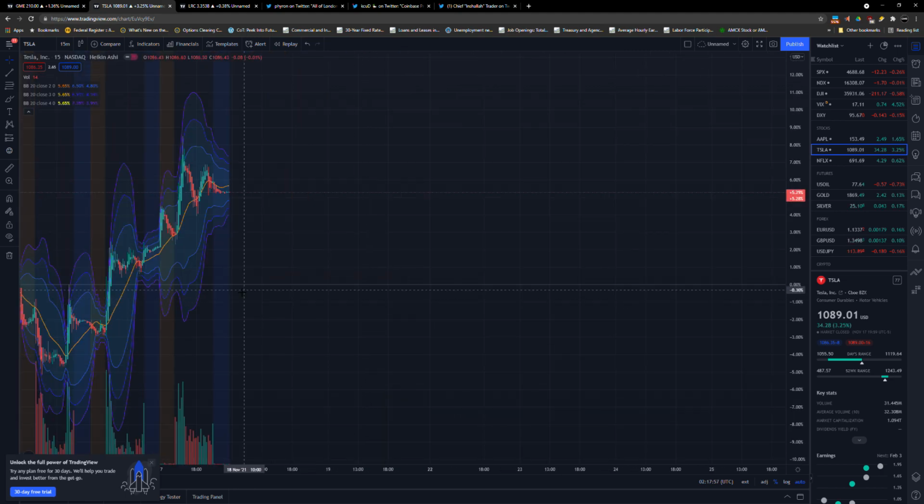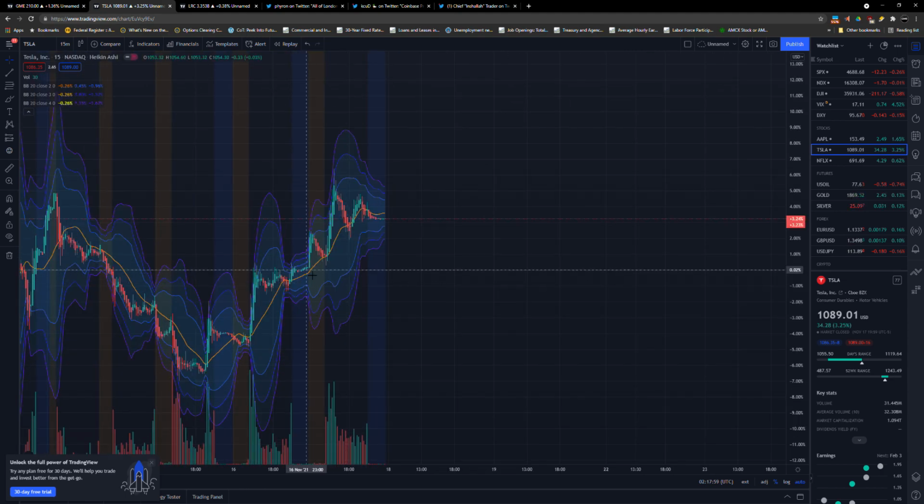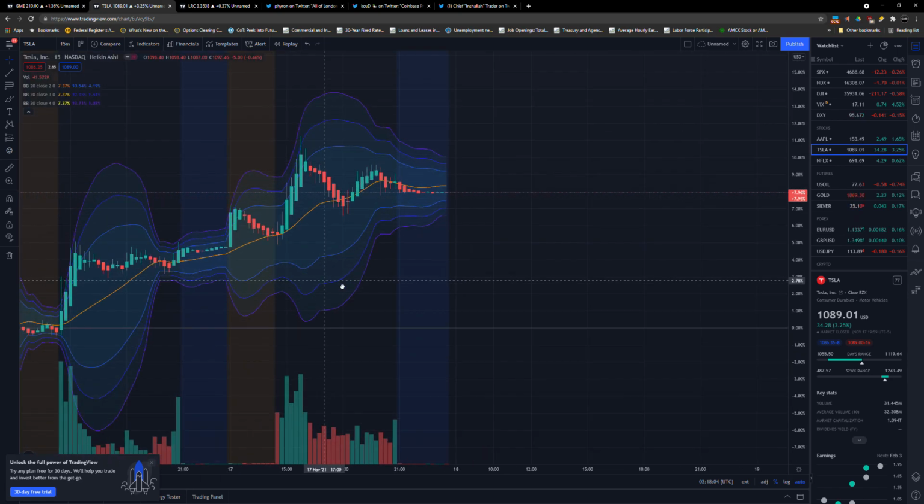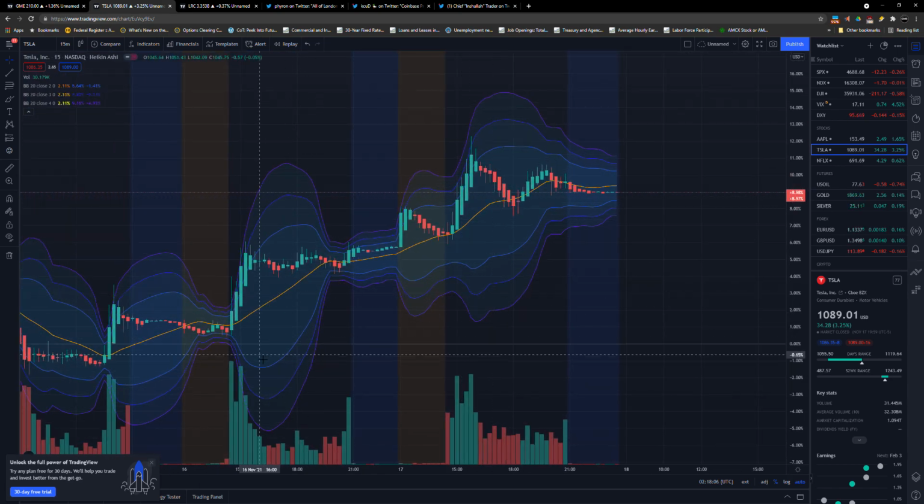Some of these price moves today were absolutely insane. Look at this. Today and yesterday. Right? Look, on the open, this is 2 standard deviations, 3 standard deviations, 4 standard deviations. This exceeded 4 standard deviations.